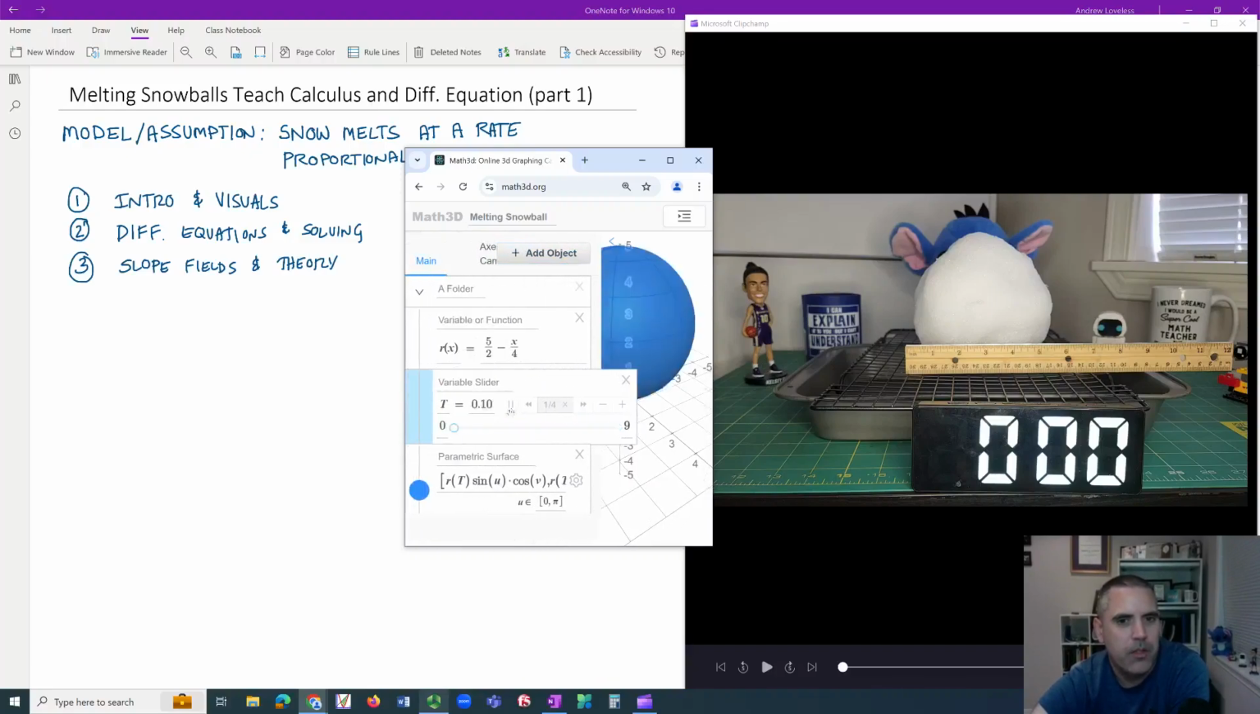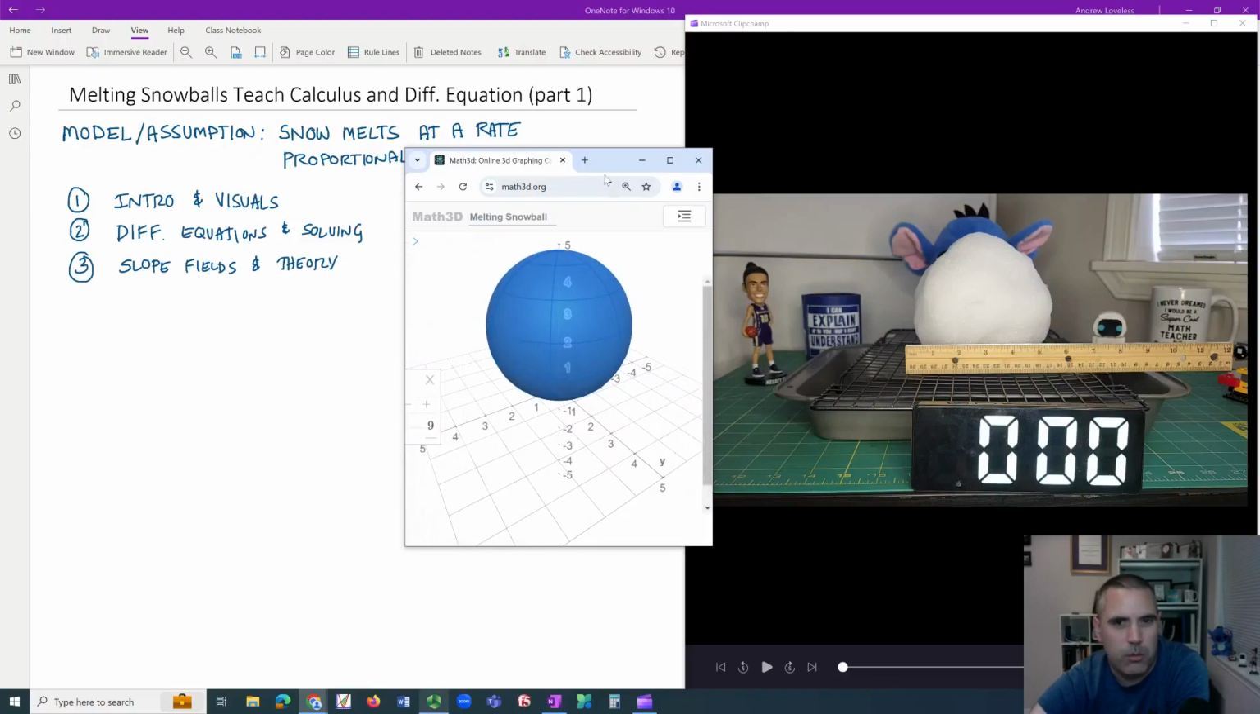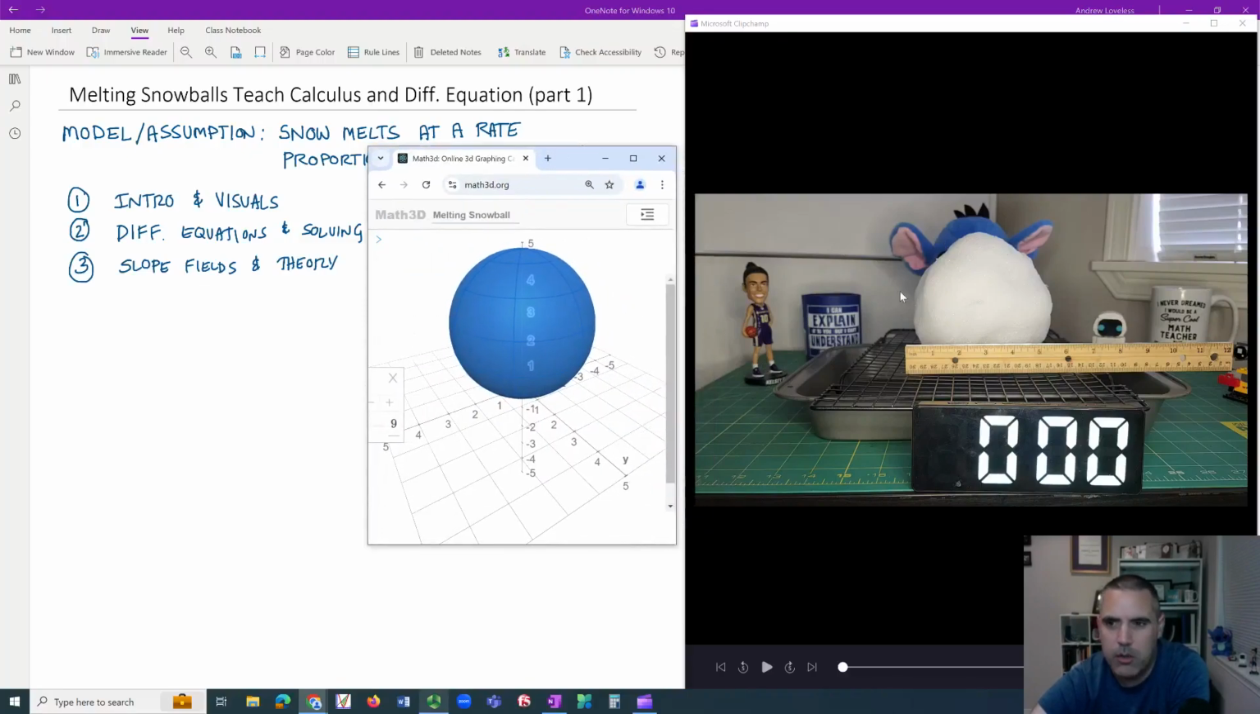Okay. Let's pause that. And here's what we actually saw. So I packed some snow. We tried to measure it. I wish I'd put the measuring stick in a different spot. We set a few things around here.